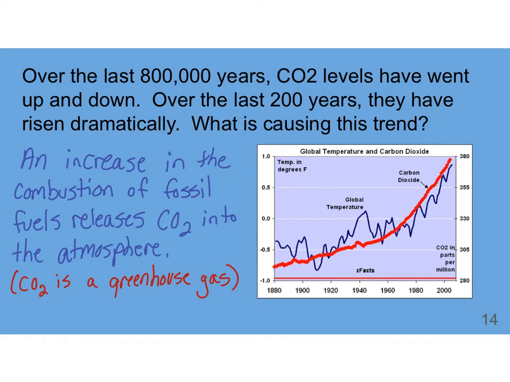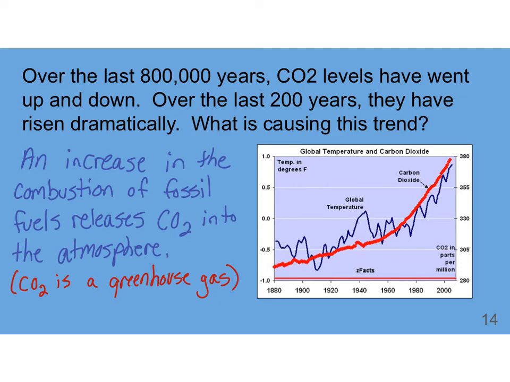Okay, over the last 800,000 years, carbon dioxide levels have gone up and down. Over the last 200 years, they have risen dramatically. What is causing this trend? One of the biggest causes would be an increase in the combustion of fossil fuels. They release CO2 into the atmosphere. And if you remember, CO2 is a greenhouse gas. Greenhouse gases cause an increase in temperature.